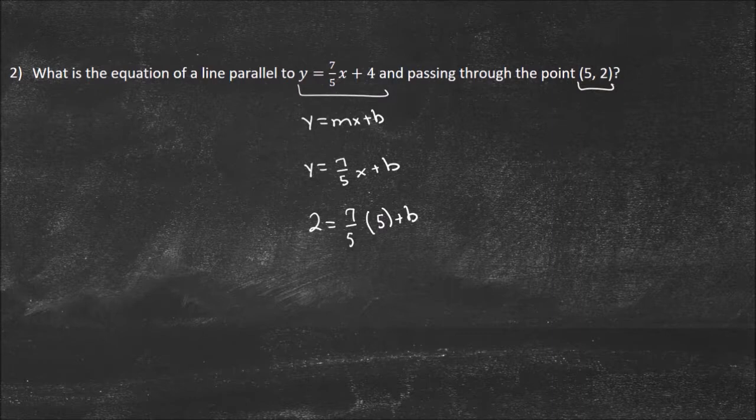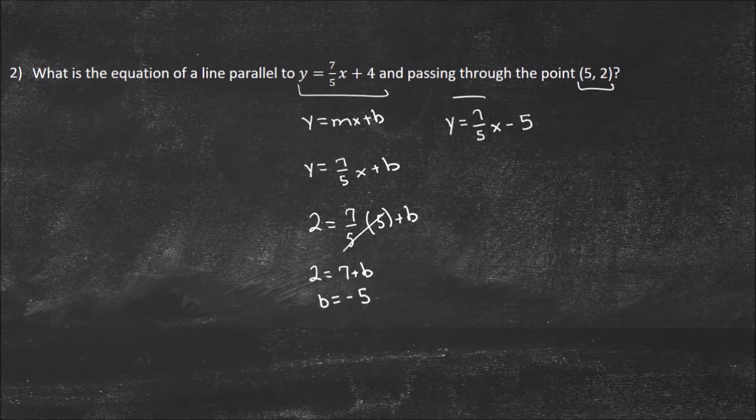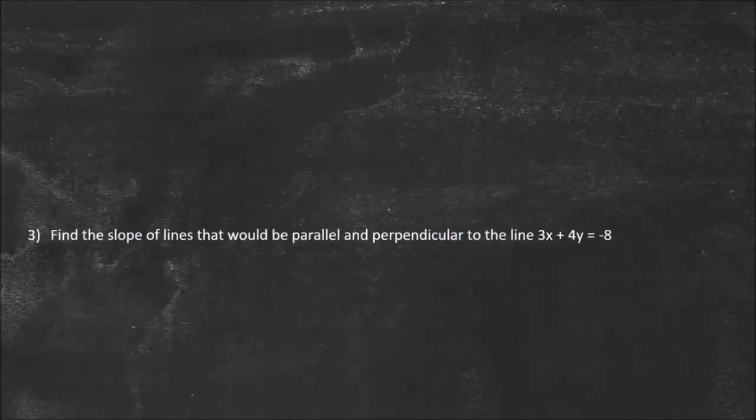Well, when I do 7/5 times 5, these will cancel, and I'll get 2 equals 7 plus b. So b must be -5, subtracting 7 from both sides, and I get y equals 7/5 x minus 5. So that's the equation of the line that's parallel to that one and goes through the point (5, 2). So nothing too hard there.